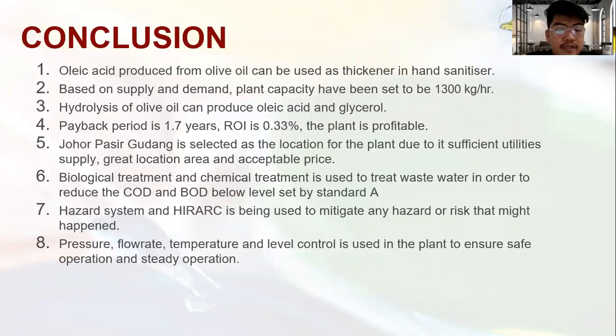Biological treatment and chemical treatment are used in the wastewater treatment plant to reduce the COD and BOD level. So the hazard system and HAZOP is being used to mitigate any hazard. Pressure, flow rate control, and temperature and level are used in the plant to ensure safe and steady operation.